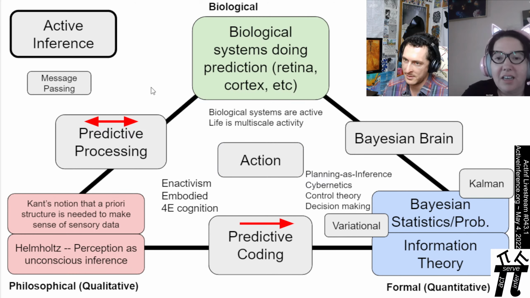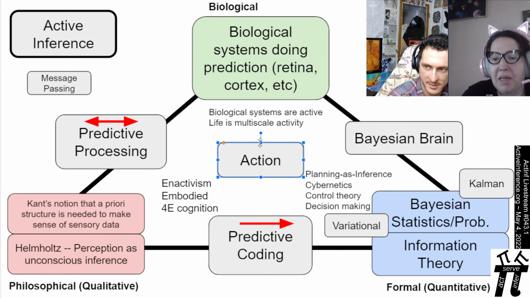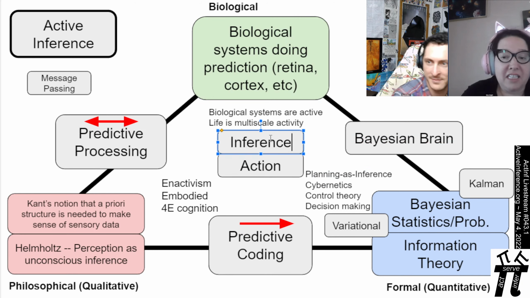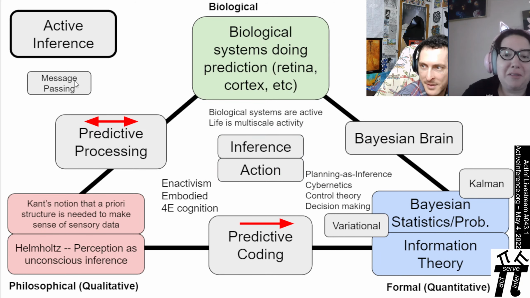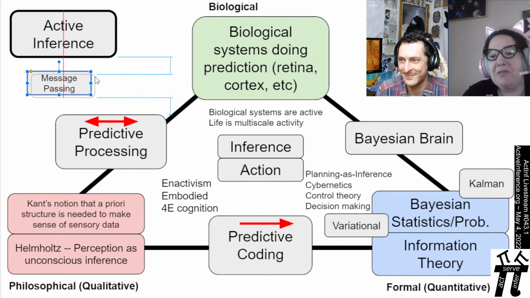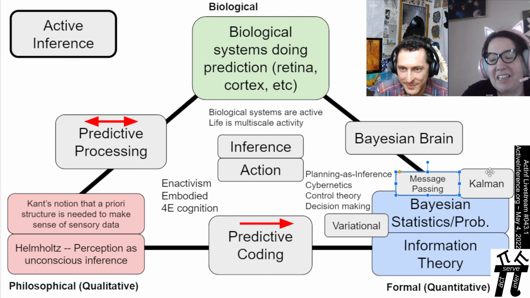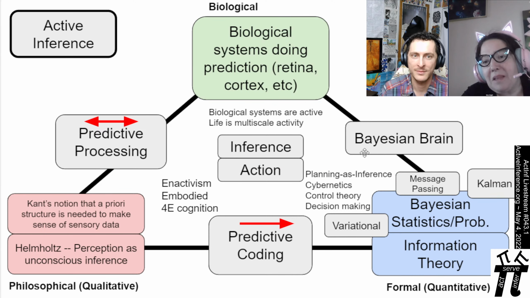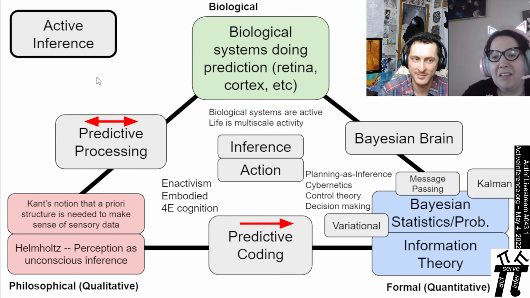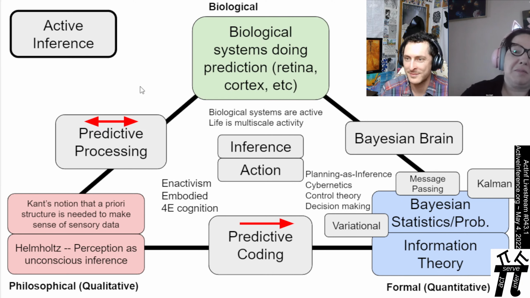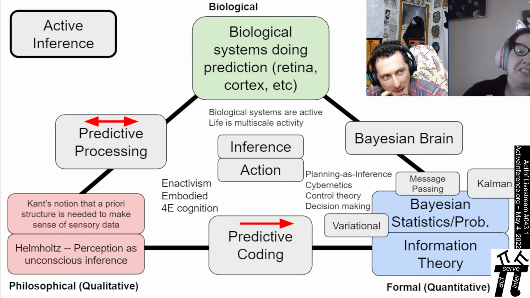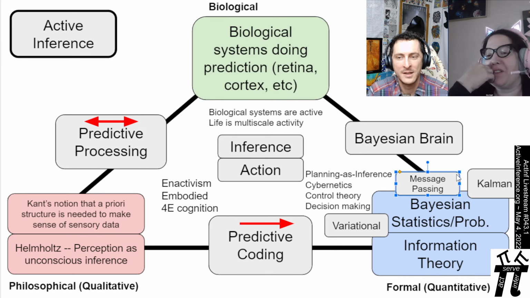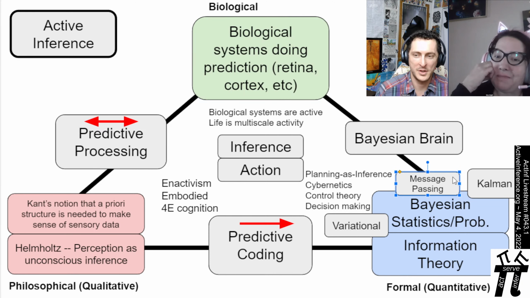So I think maybe message passing sits between predictive processing and action. And that's exactly where I was going to put active inference, right where you just typed in inference. It's hard to say where active inference really goes. Maybe if action, the Bayesian brain, and biological systems could form a triad, active inference would sit in the middle of those things.